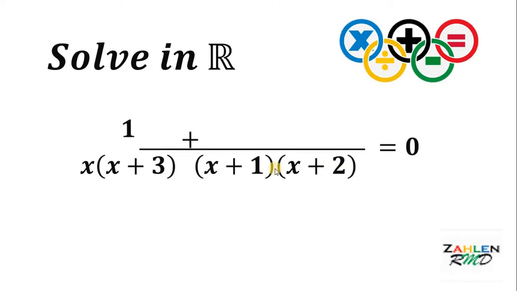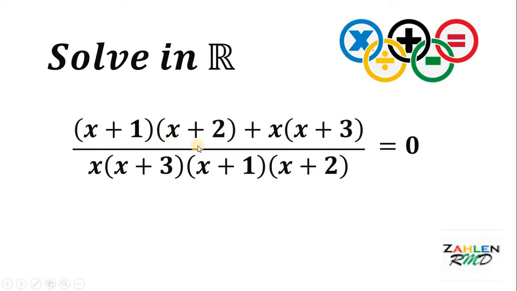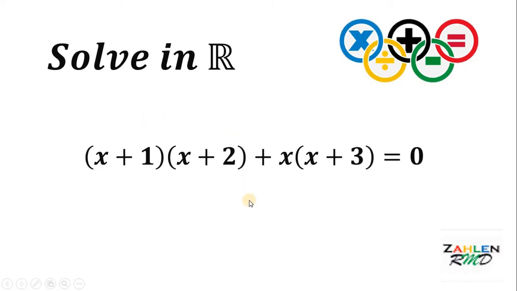If we do that, we get x plus 1 times x plus 2 plus x times x plus 3 all over the common denominator, which is x times x plus 3 times x plus 1 times x plus 2. And don't forget that it is equal to 0. Next, since it is equal to 0, it follows that the numerator of this fraction must be equal to 0. Now we have x plus 1 times x plus 2 plus x times x plus 3 equals 0.